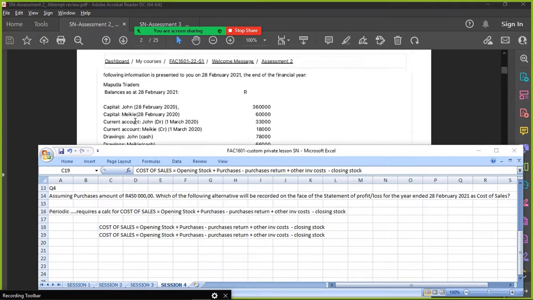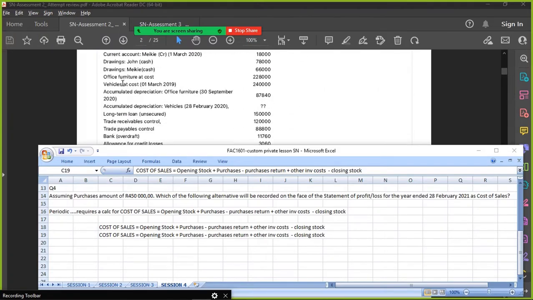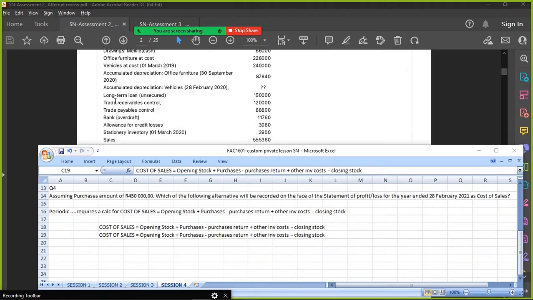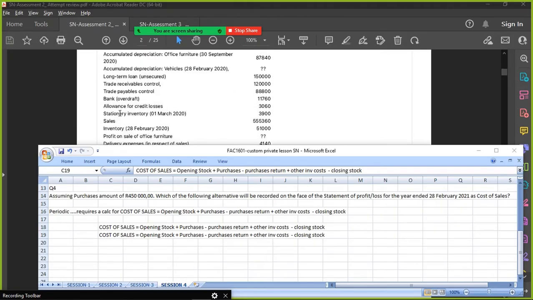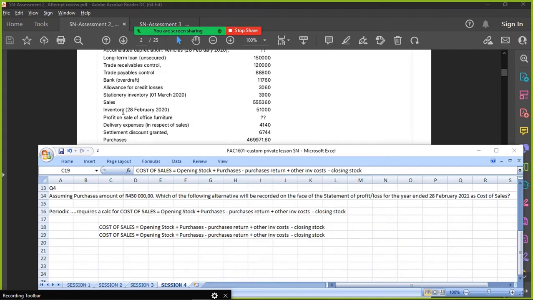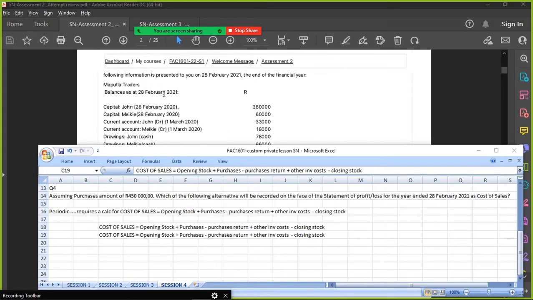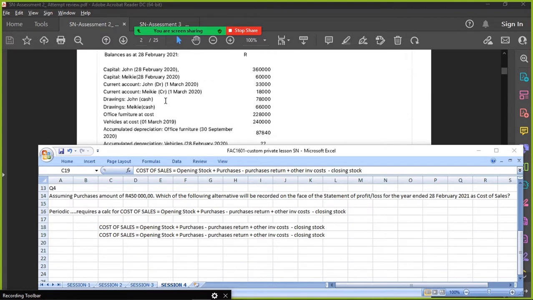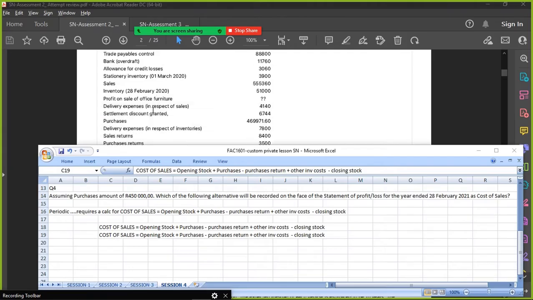Okay, so if I go back to the top, just scroll down, I'm looking for anything related to inventory. Okay, there's one. Inventory, 28 Feb 2020. Let's check. That would be 2020. That's last year. That's 28 Feb 2021. So that would be opening stock. Yeah. So this figure is going to be 51,000. Okay.